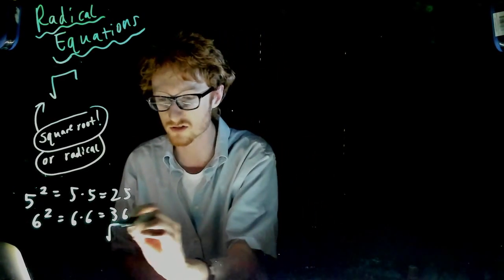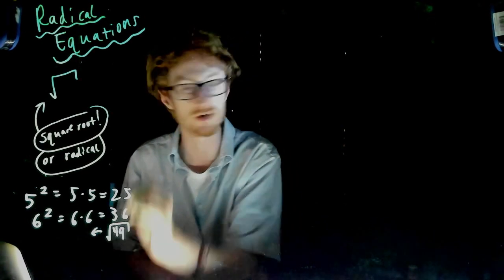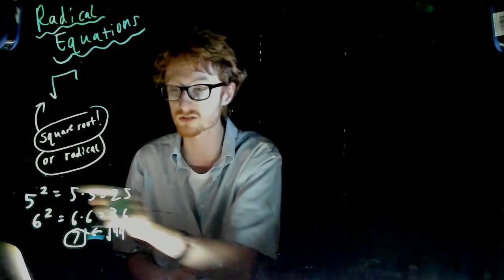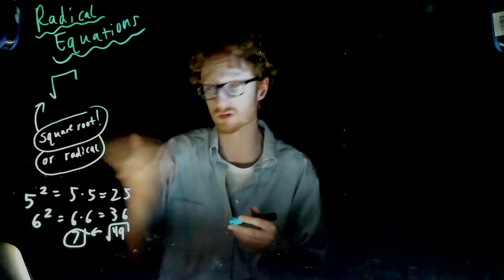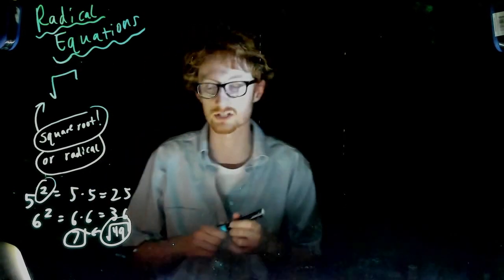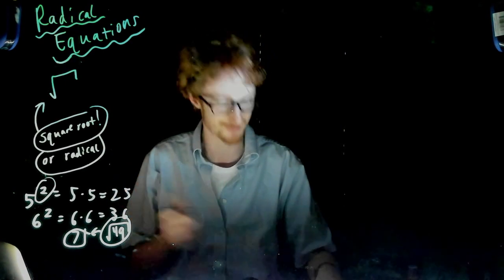So for example, if I asked you for the square root of 49, that's basically asking what breaks down into two of the same thing. So the square root of 49 is just 7. The square root of 36 is just 6. The square root of 25 is just 5. That's what square roots are. The big deal is that the square root and the square are opposites of each other, okay? So knowing that, we can solve square root equations pretty easily.